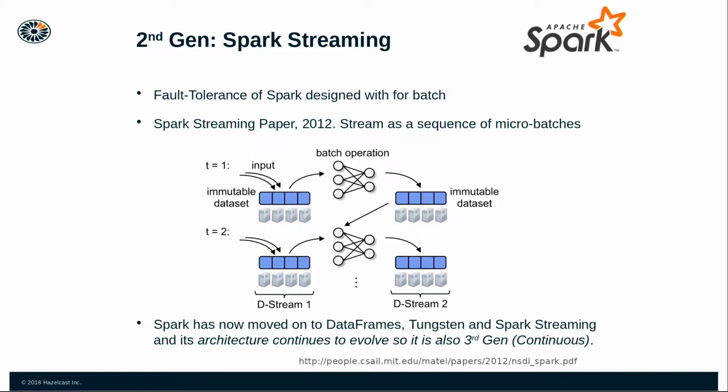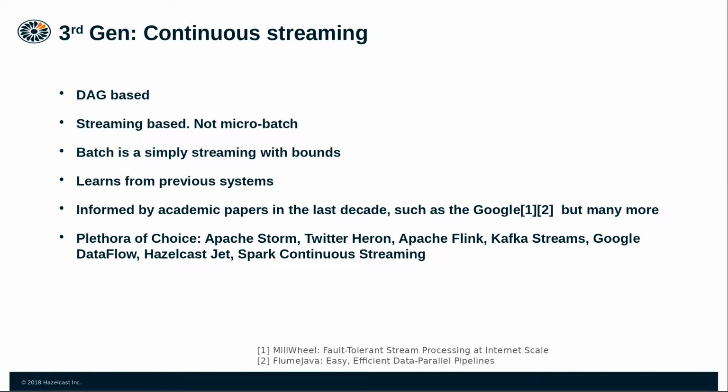But after that, Spark also moved to DataFrames and Tungsten, and now we can also say it's a third generation streaming engine, which is continuous streams. All of them are DAG based, directed acyclic graph. It's a real streaming. It's not micro-batching, not collecting the data for a small amount of time, like a second or a millisecond, and then processing it all. It's actually capturing streaming data on the fly.